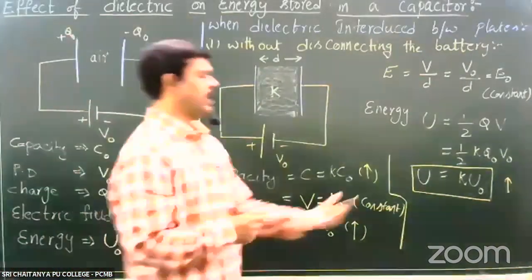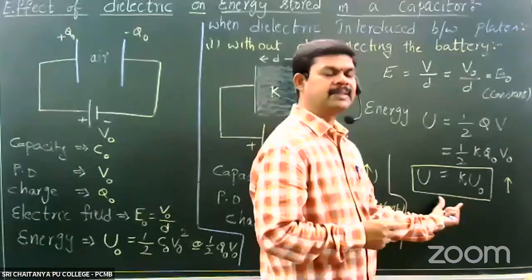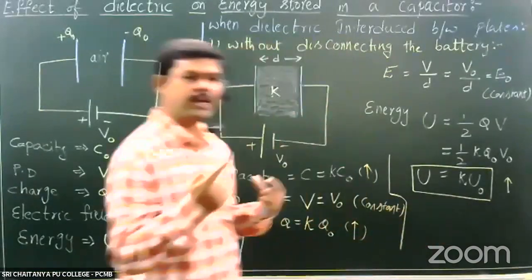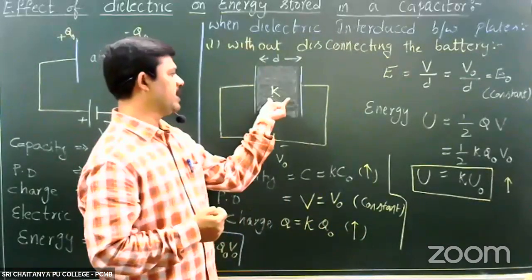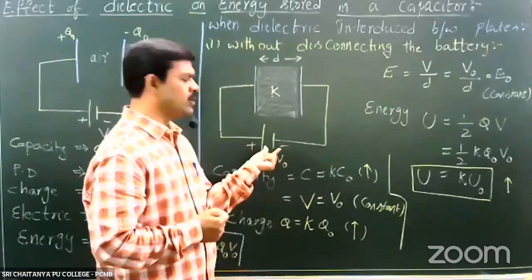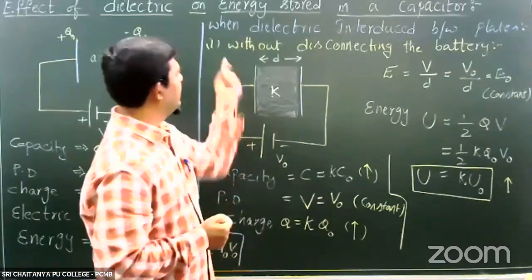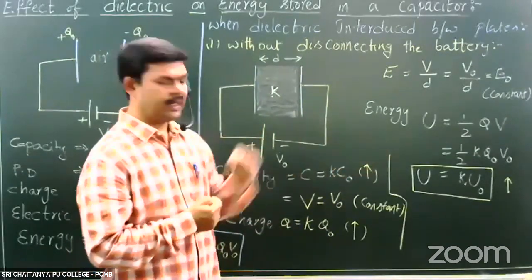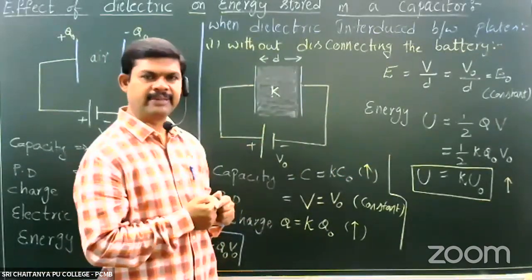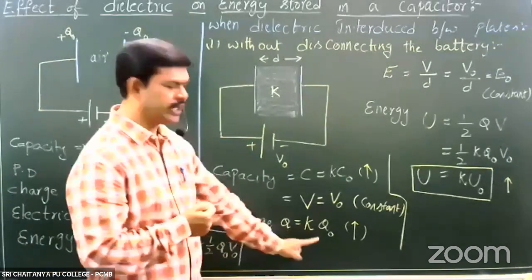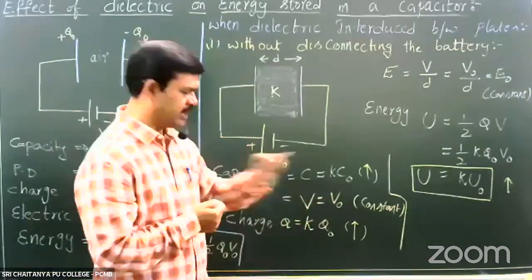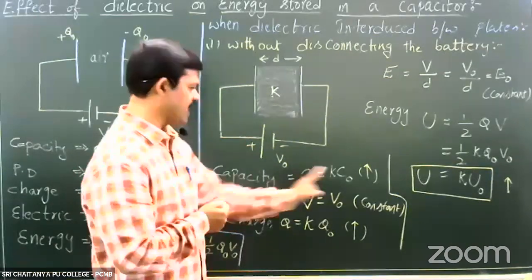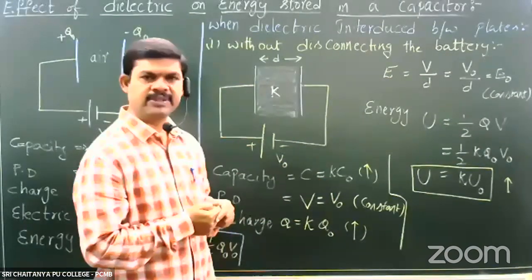So finally, what happened? Energy increased by K times. In what situation? When a dielectric is introduced without disconnecting the battery. Energy increases by K times, charge increases by K times, potential difference remains constant, and capacitance increases by K times.